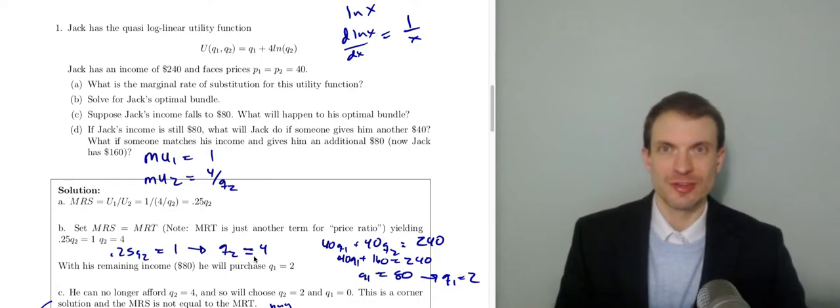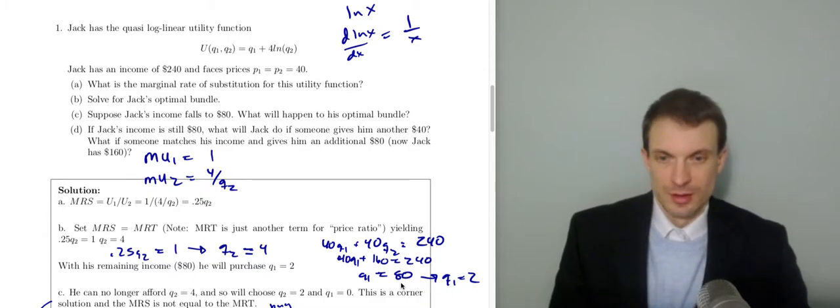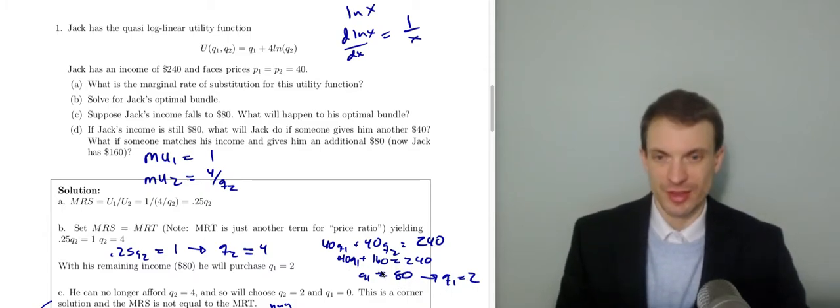Now we have to find Jack's demand for good 1. So let's go to the budget constraint. 40Q1 plus 40Q2 is equal to 240. Why? These 40s are the prices. This is the expenditure on good 2, which must match exactly the income available. Okay, so 40Q1 plus 160, because 40 times 4 equals 160, or 40Q1 is equal to 80.